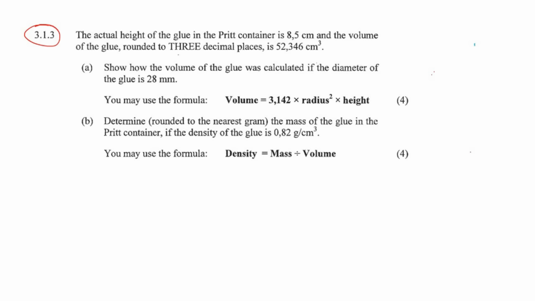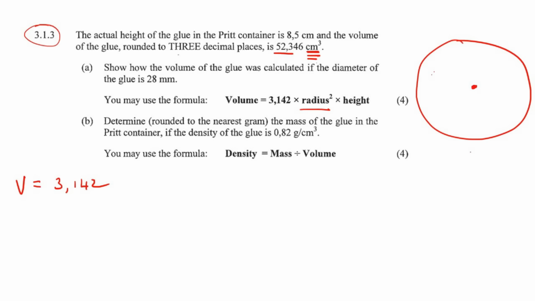Something they said here is show how the volume was calculated. And they told us that the volume is this one over here, measured in centimeters. So we need to make sure all of our measurements are in centimeters. The volume is equal to 3.142, using this formula over here, multiplied by radius. Now remember, when you have a circle, the one that goes all the way across is called the diameter. And the one that just goes up to there, that's your radius.